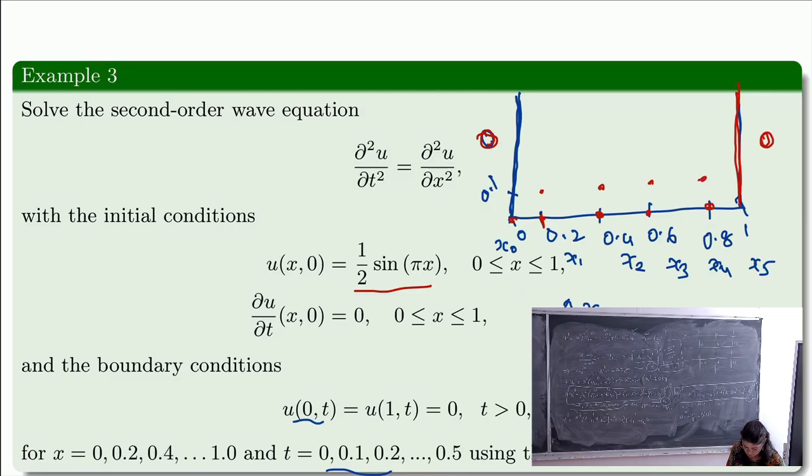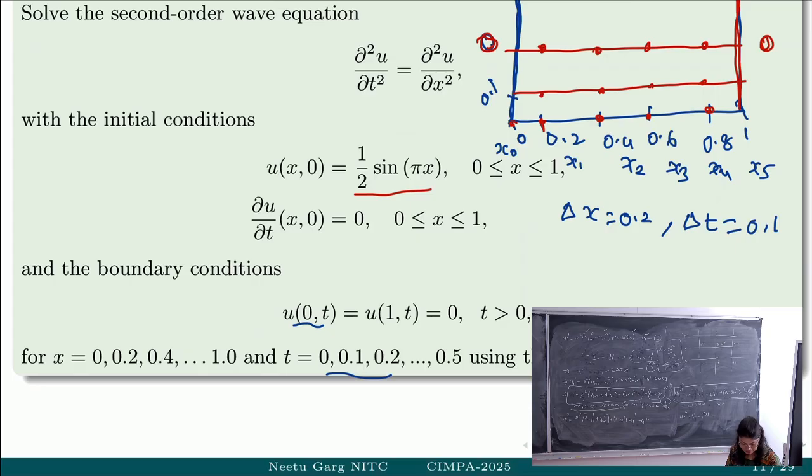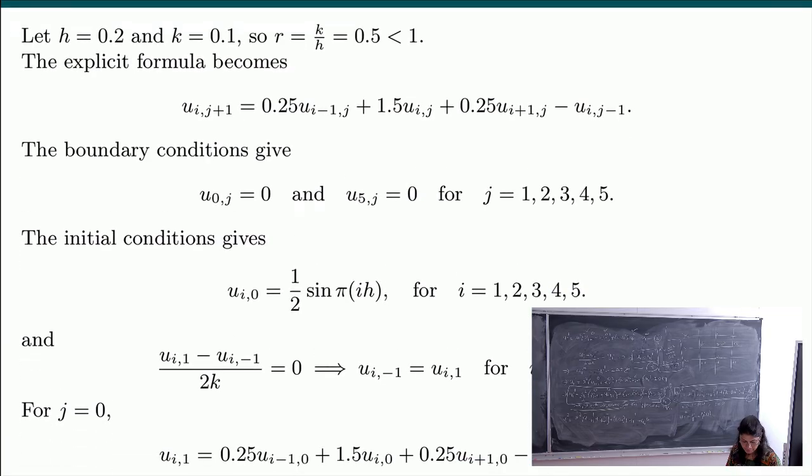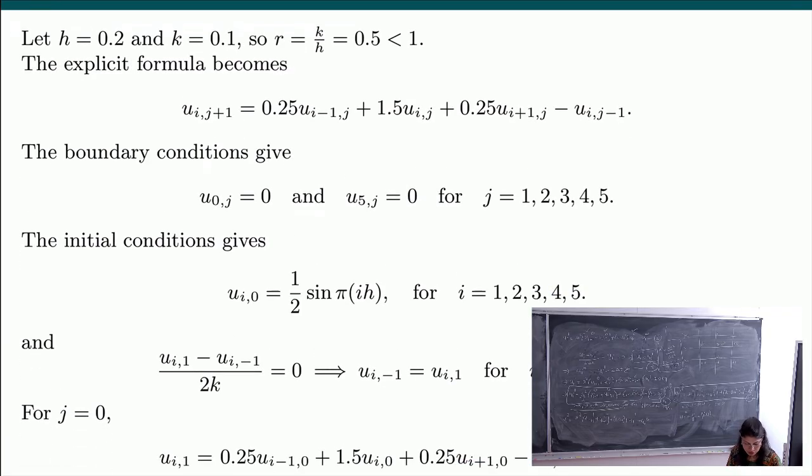And then we can go up to the second time level. So here we will have the second time level. Okay, so let's move further. Your h is 0.2, k is 0.1, and r square was k square by h square, so r is k by h. Let's put that value. I am getting it as half.